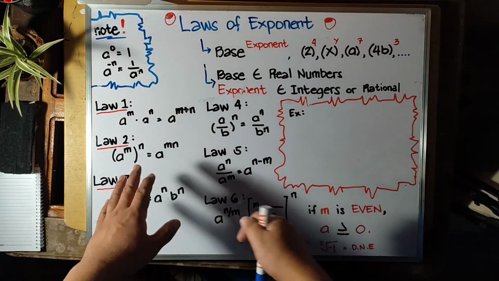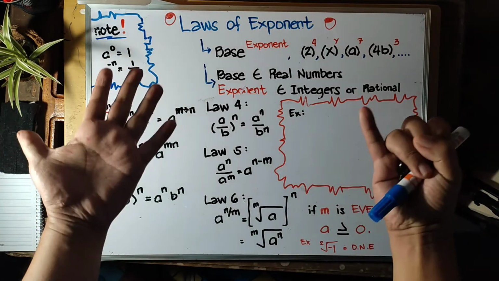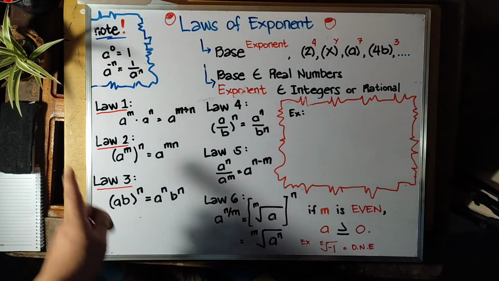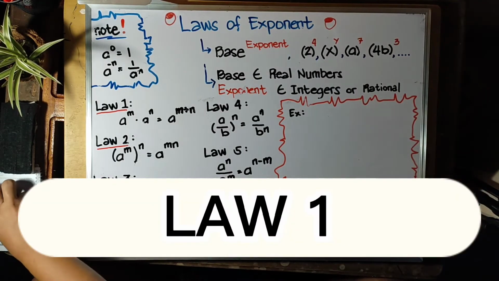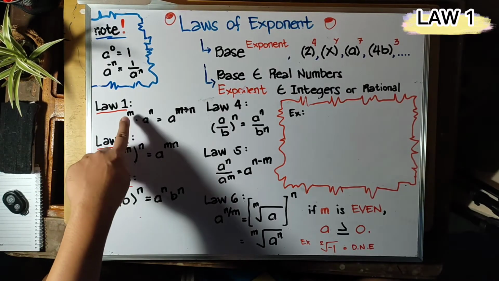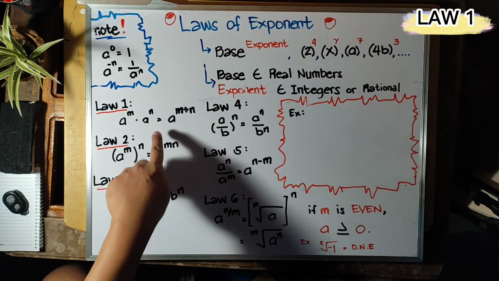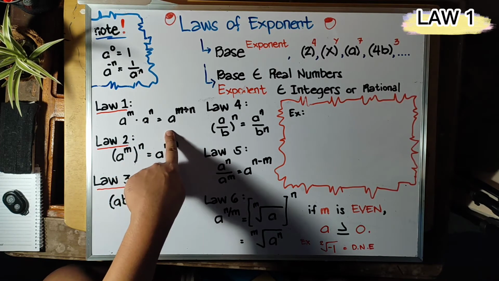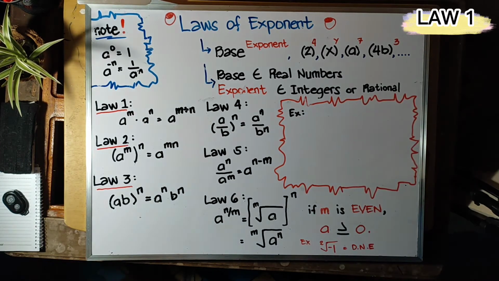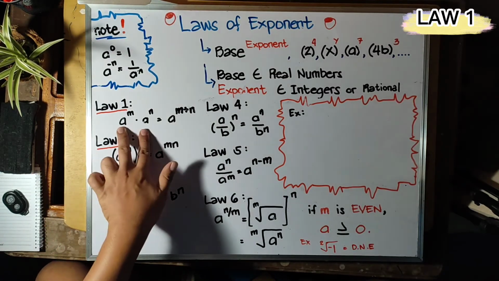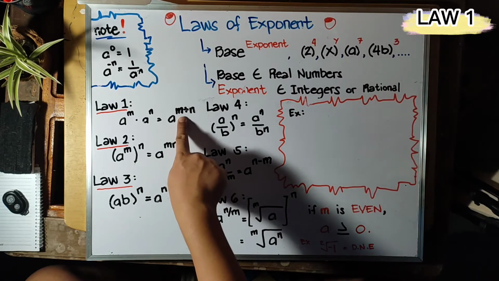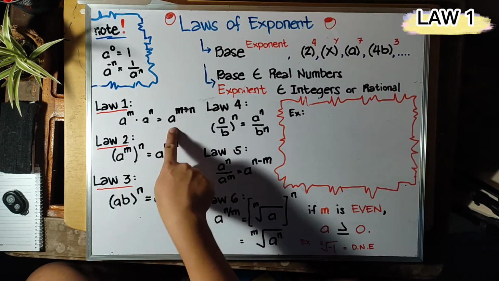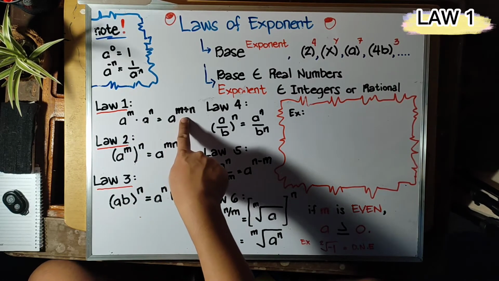Now, I have here 6 laws of exponents. Try natin i-discuss one by one. Okay, law number 1. Law number 1 states that a raised to m times a raised to n is equivalent to a raised to m plus n. Same bases, pero magkaiba yung exponents. Ang gagawin natin is just copy the base, then add the different exponents.